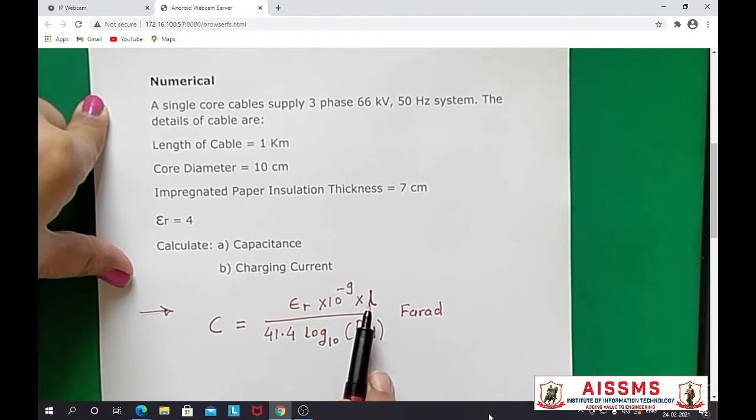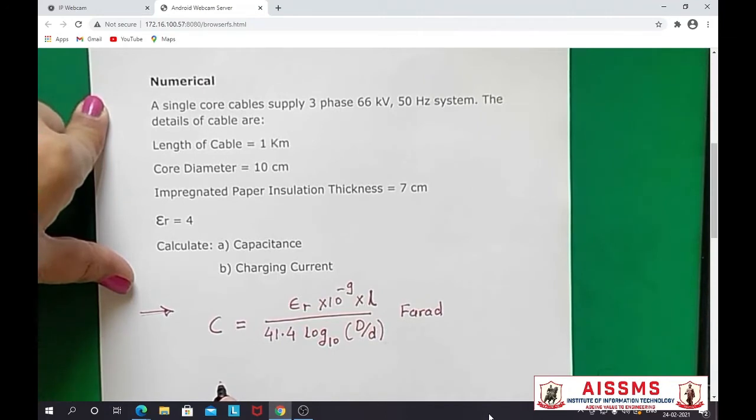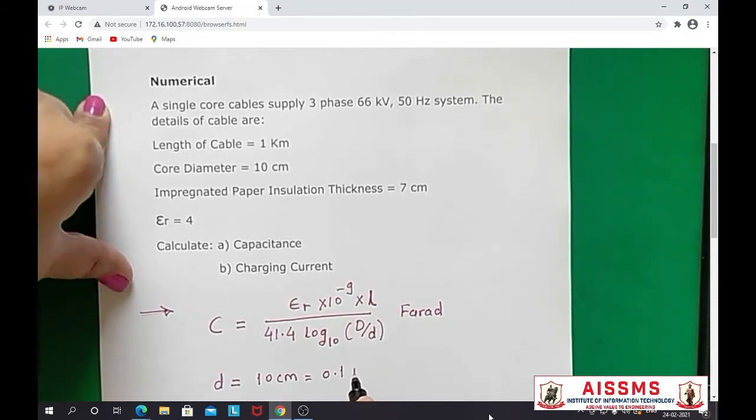Now in this equation, epsilon r is the relative permittivity, capital D is the diameter of the cable, and small d is the diameter of the core. Now the diameter of core, that is small d, is given. It is 10 centimeter, or we can write it as 0.1 meter.